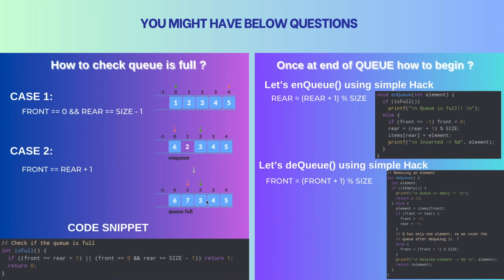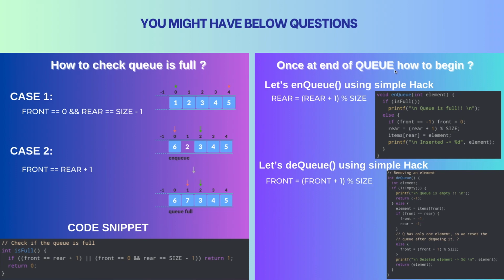So what you need to observe here is, whenever our front is just next to rear, that is a case of queue full. So we have added here front equals rear plus 1. And I have already shown you this code snippet as well. So if our front equals rear plus 1, or front equals 0 and rear equals size minus 1, here we are covering the first case, and in this part we are covering the second case. And if we get this condition, then we will return yes, the queue is full, otherwise we will return 0, queue is not full.